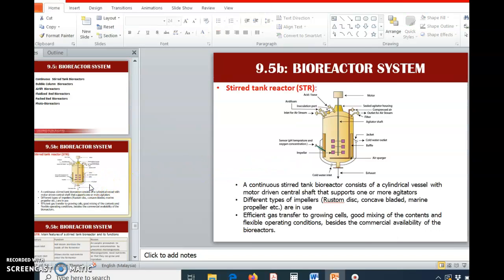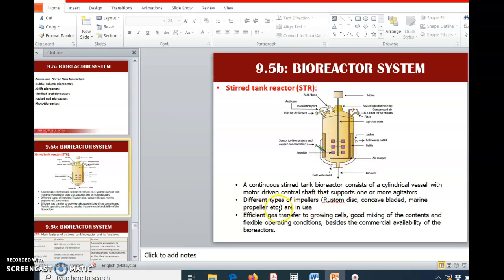Okay, so this is the first one, the stirred tank bioreactor. The design is like this. You have a motor to move the stirrer. You also have a jacket to control the temperature, and you have different ports to insert nutrients, to take out samples, or to put in air to supply oxygen inside the fermentation tank.